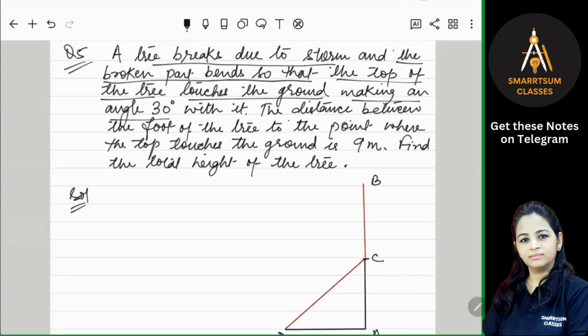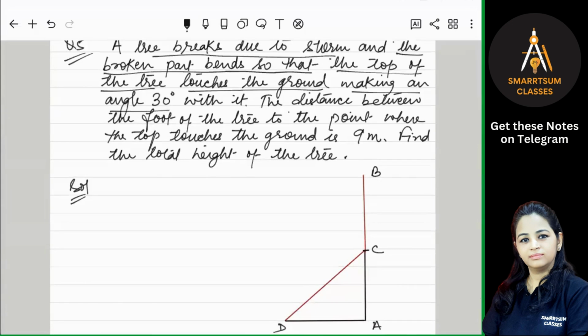Okay. So let's suppose here AB is the original height. You can see here AB, this is the tree. This is the original height of the tree. And it got bent at a point C. It is broken here and now it is bent. And let the part CB now be taken like this. It is elevated like this, making an angle of 30 degrees.